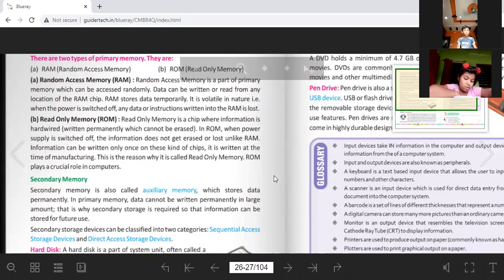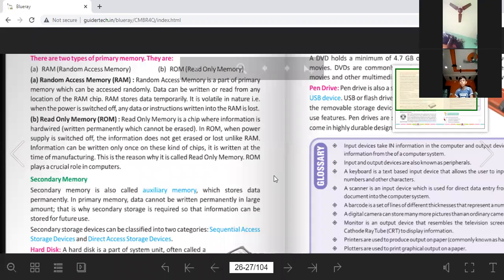So there are two types of primary memories. They are RAM, that is random access memory, and ROM, that is read-only memory. So what is RAM and what is ROM? RAM, that is random access memory. Random access memory is a part of primary memory which can be accessed randomly.